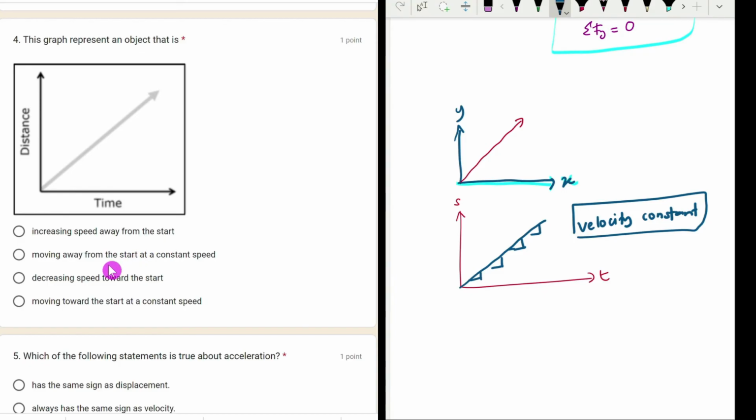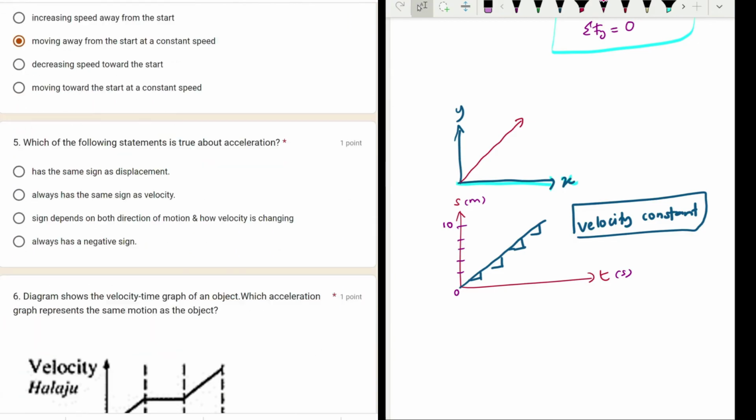Okay, decreasing speed towards the start, salah. Moving towards the start at constant speed, salah. Yang paling tepat, okay, dia start daripada 0. Look at here, start from 0. Kan, 1, 2, 3. So this is positive value, contohlah 10 meter. Kan, so maknanya dia moving away from the start at a constant speed. Okay, B yang paling tepat.